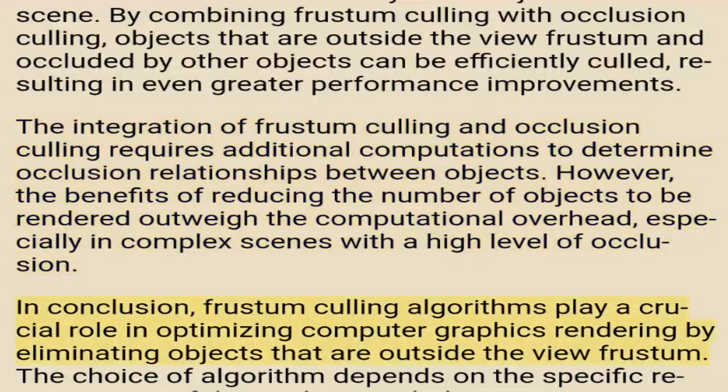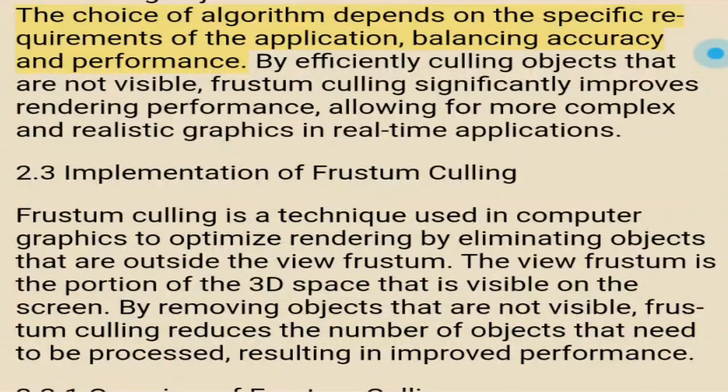In conclusion, frustum culling algorithms play a crucial role in optimizing computer graphics rendering by eliminating objects that are outside the view frustum. The choice of algorithm depends on the specific requirements of the application, balancing accuracy and performance. By efficiently culling objects that are not visible, frustum culling significantly improves rendering performance, allowing for more complex and realistic graphics in real-time applications. 2.3 Implementation of frustum culling. Frustum culling is a technique used in computer graphics to optimize rendering by eliminating objects that are outside the view frustum. The view frustum is the portion of the 3D space that is visible on the screen.